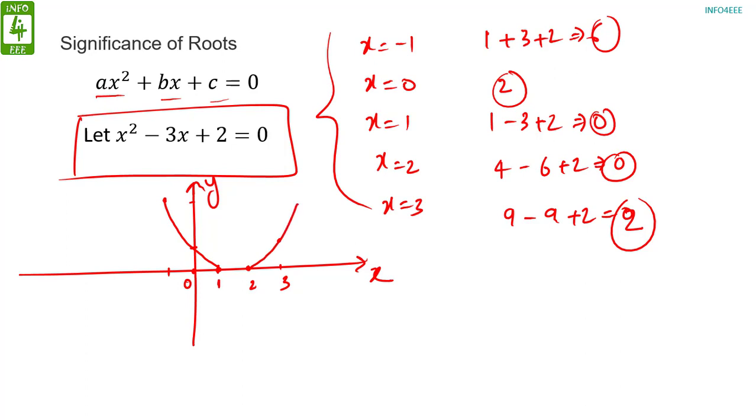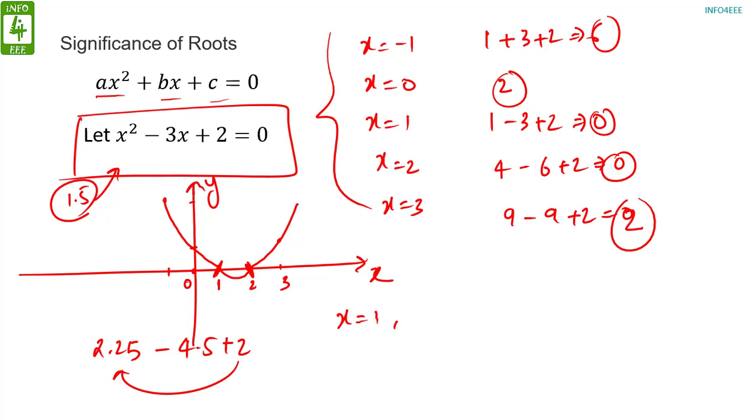If we try to find the value between 1 and 2, let's say at x equal to 1.5, it will give me 2.25 minus 4.5 plus 2. This is 4.25 minus 4.5, which is something negative. It means the curve will be something like this. So the significance of roots is that wherever the curve cuts the x-axis, these are the roots. If you see here, the values are x equal to 1 and 2. So these two are the roots.